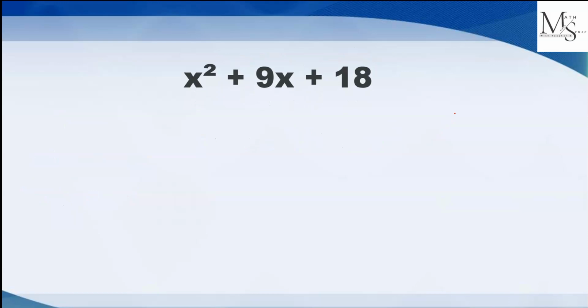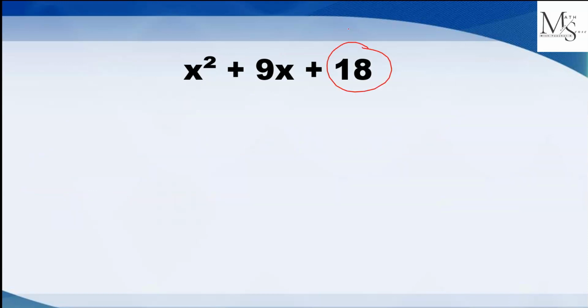Let's have another example. x squared plus 9x plus 18. Our third term c is 18. And let's find the factors of positive 18. Factors of 18 are 1 times 18, or 18 times 1. 2 times 9, or 9 times 2. We have 3 times 6, or 6 times 3. Let's add these factors and see if the sum is positive 9.